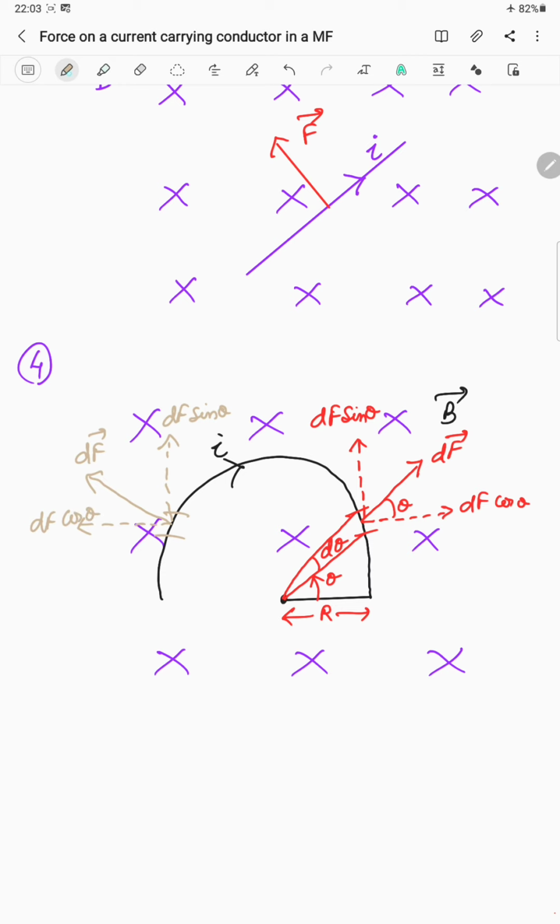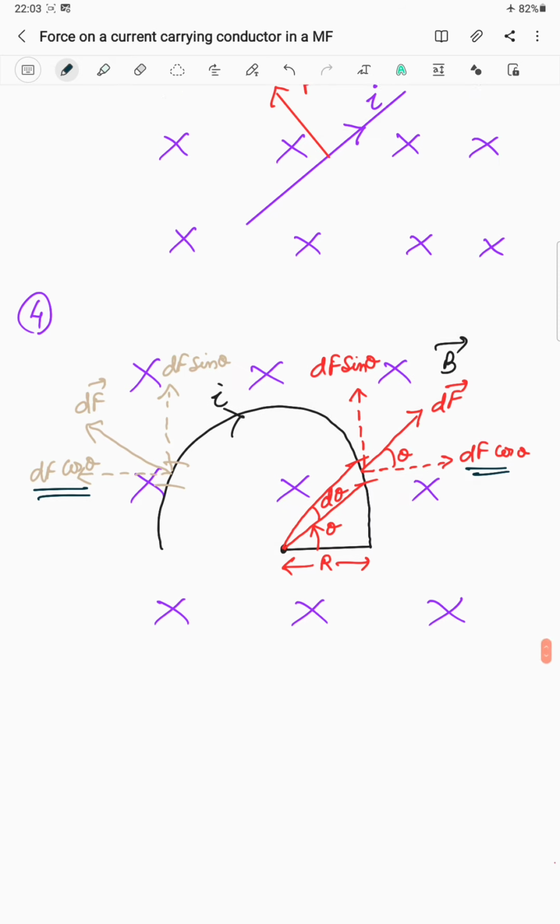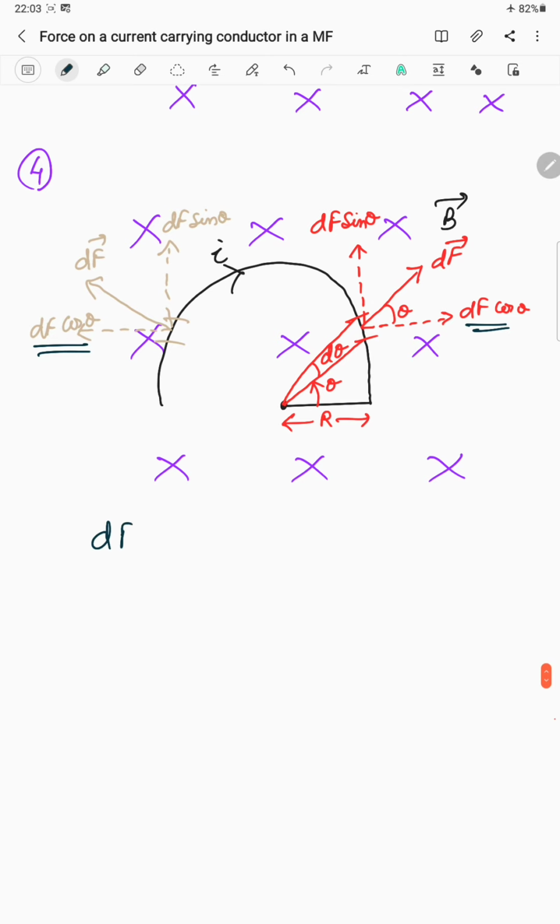Clear? So what we find here will be dF sin theta, and here it will be dF cos theta. Now you see here, this dF cos theta component, the directions are opposite, so they will cancel out. Similarly, throughout the semicircle, whatever dl elements you take, everywhere there will be a cos component and a sin component, and you will see all the cos components get cancelled out, whereas the sin components remain. So dF cos theta gets cancelled. What about the dF sin theta component? dF sin theta component gets added up.